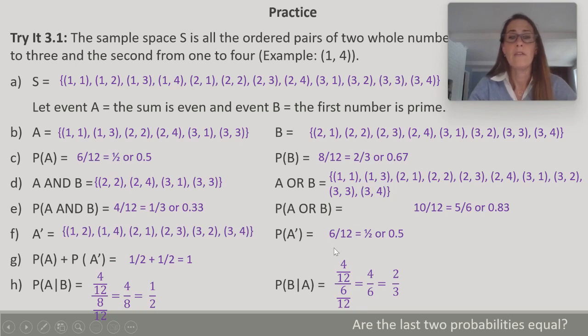So 4 out of 12, that's A and B, divided by the probability of A, which is 6/12. That reduces to 4/6, which is 2/3. So those two probabilities, those two conditionals, are often not the same.